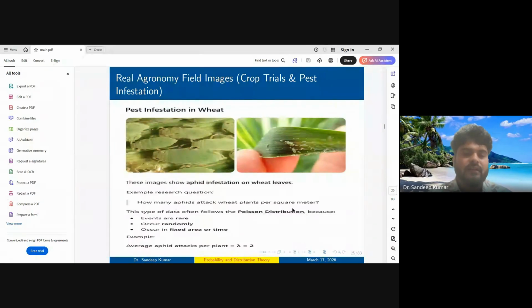An example research question: how many aphids attack wheat plants per square meter? Here, per square meter is the specified unit, or a specified time, such as within 1 hour, within 2 hours, within 3 hours. If this type of problem occurs, the Poisson distribution can be used, always in that situation: per square meter, per hour, per second, per minute.